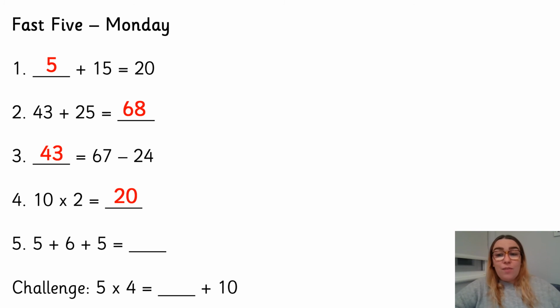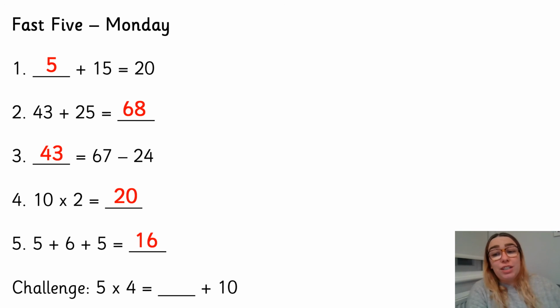Number 5, 5 add 6 add 5. So do you remember when we were doing these in class and we were adding the 3 numbers and we were trying to spot pairs of numbers that would help us? So if you can see, there's 5 and 5 in this, and we know our number bonds because we're super smart. And 5 add 5 is 10, and then we've got the 6 left, so 10 add 6 is 16. So if you spotted the 5 add 5, well done.